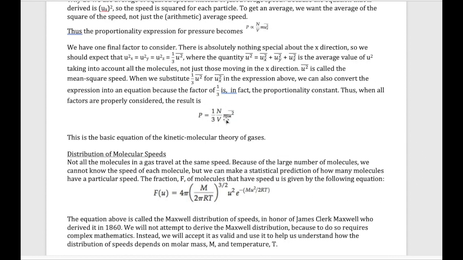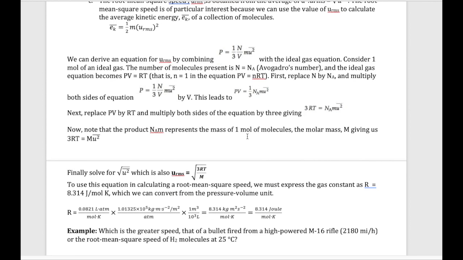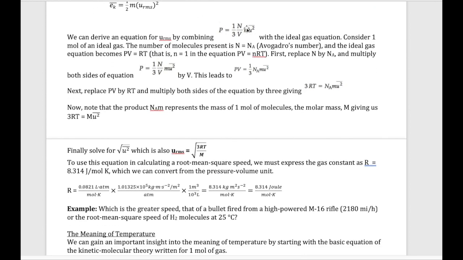This is your equation from the microscopic model of the kinetic molecular theory of gases. And now we're going to go back down here to look at how that equation can be related to PV equals nRT. We know PV equals nRT is an equation that we can use to model the behavior of gases, right? Now, from the microscopic model, we notice that P is equal to this quantity, 1/3 n over v m u squared.